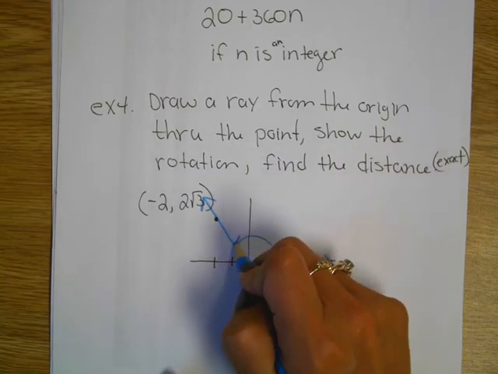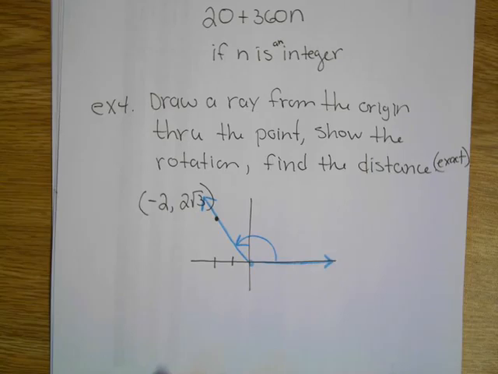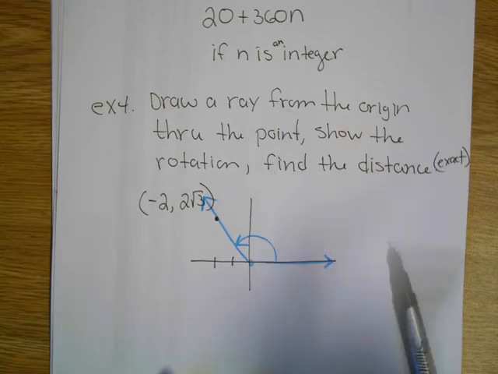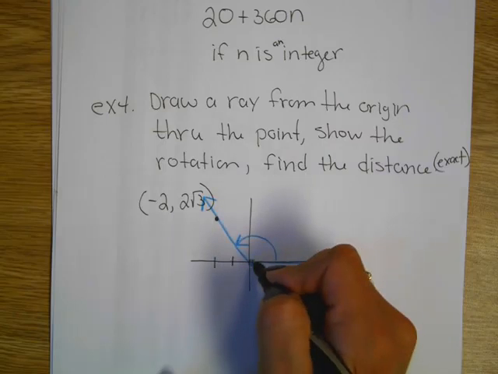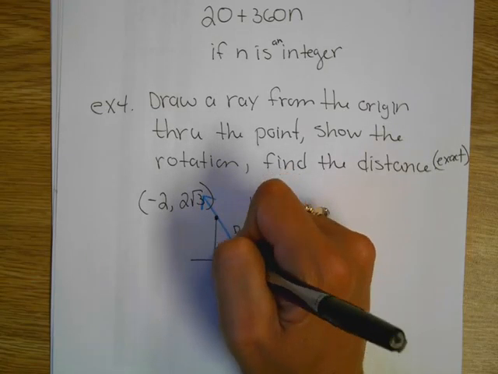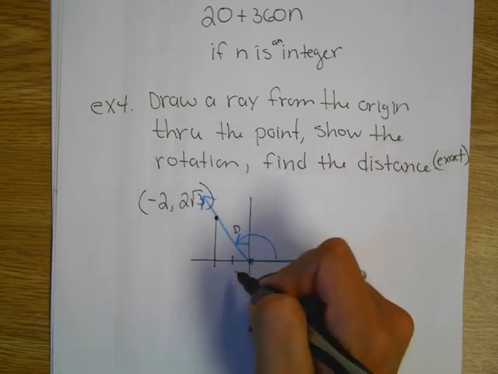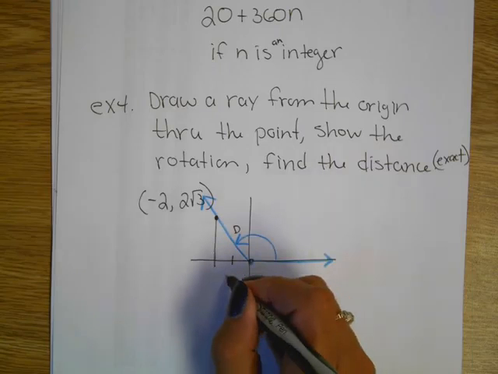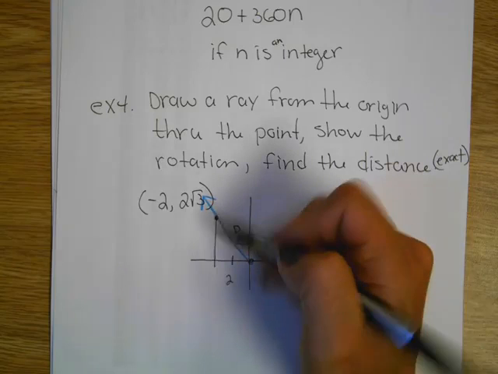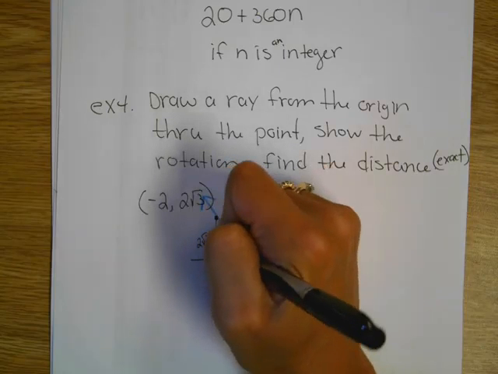There's our angle of rotation. So I did the sketch, showed the rotation. Now it's asking me to find the distance from that point back to the origin. It wants that distance. So you can go ahead, because the origin's 0, 0, you can do distance formula, which is fine. Or I like to see this as a little right triangle in Pythagorean theorem. Because I know this side is 2. I don't care that it's negative, because the distance is going to come out positive. This side is 2 square root of 3.